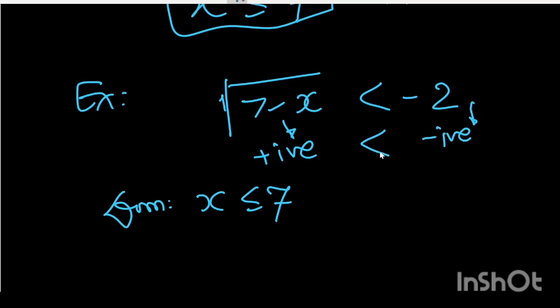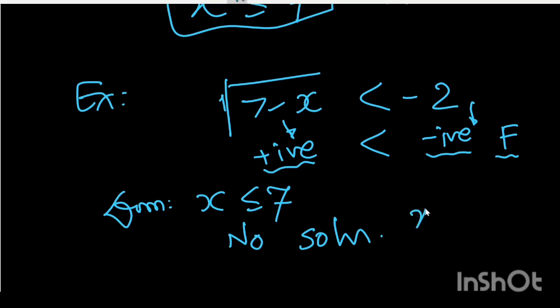The positive is lesser than negative is a false statement, guys. So whatever you substitute, you will get positive, and it is lesser than negative. It can never happen. It is wrong. It is false. So we will say that it has no solution, guys. Or simply we can say that x belongs to phi. We cannot solve it.